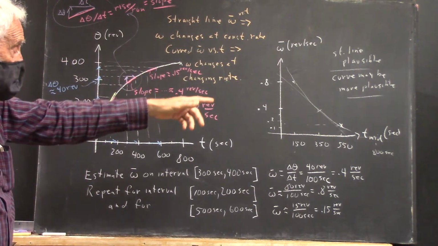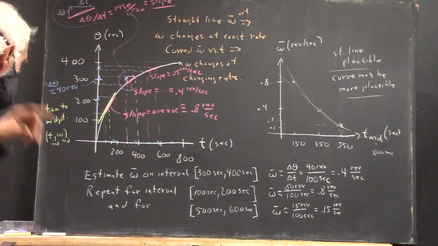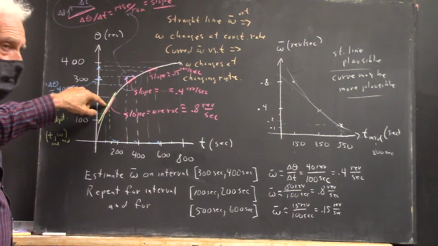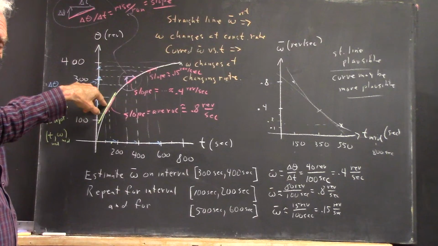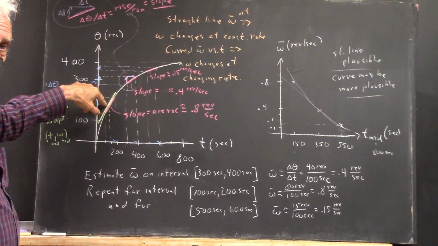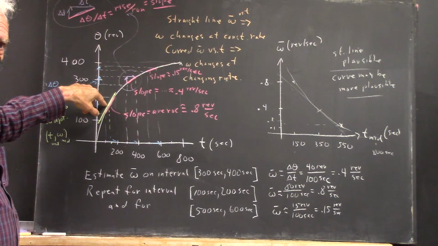So what I've graphed over here are slopes. Now, what's another name for the instantaneous slope of a graph? What's that represent in calculus?